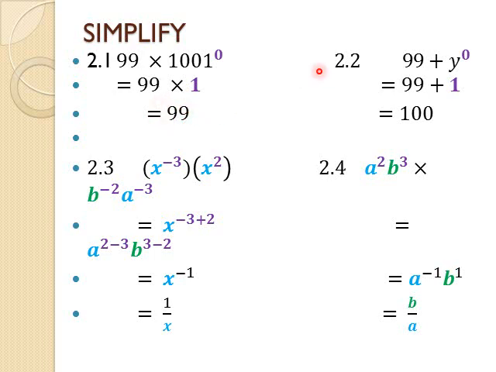Look at 2.2. I have 99 plus y to the power 0. Again, anything to the power 0 equals 1. So 99 plus 1 then gives me 100.